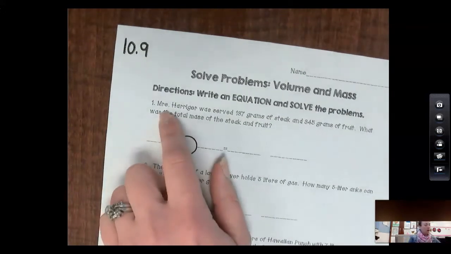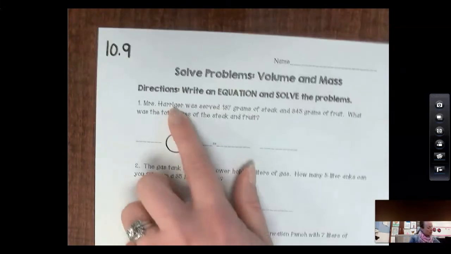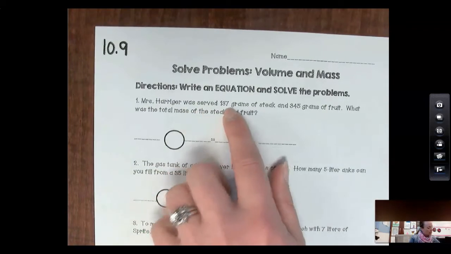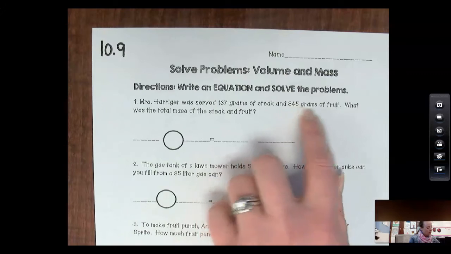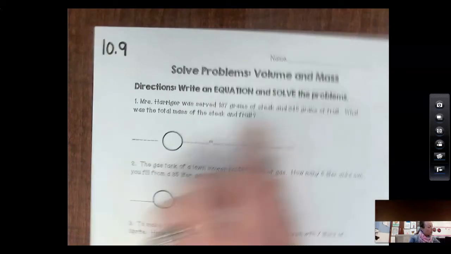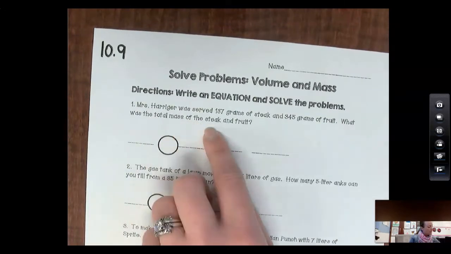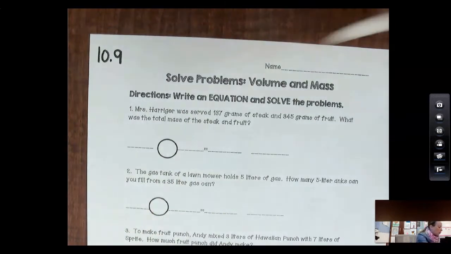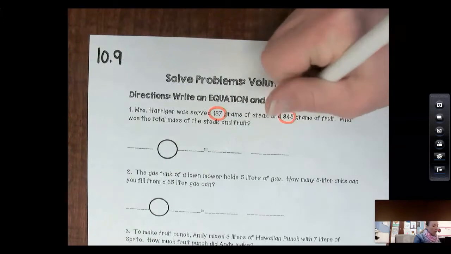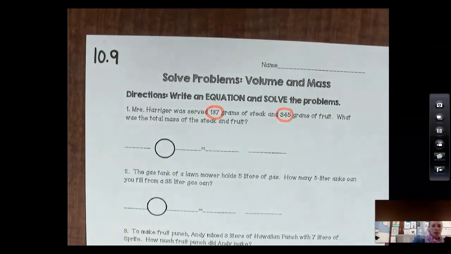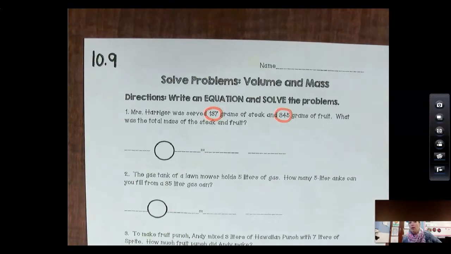We're on question number 1. Mrs. Harriger was served 137 grams of steak and 345 grams of fruit. What was the total mass of the steak and fruit? So we are going to circle 137 and we are going to circle 345. We always circle our numbers first on story problems because even if we struggle at reading, we can always find numbers. Now we need to look for keywords.